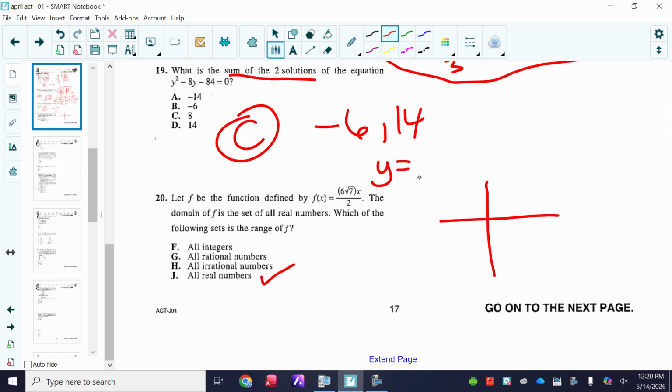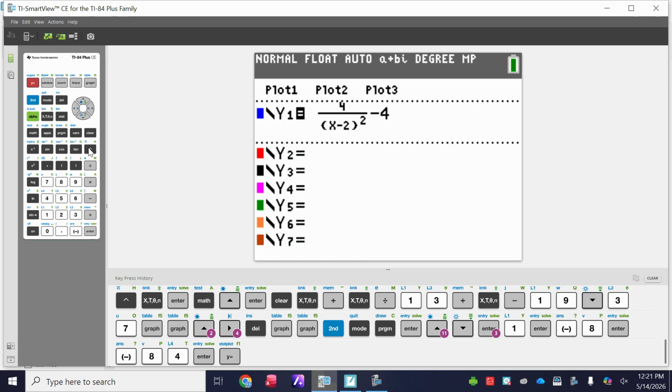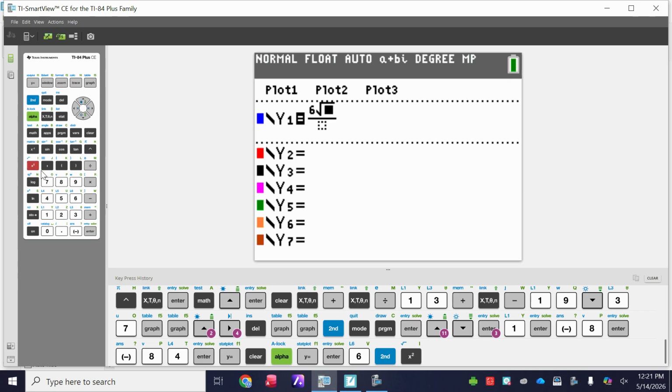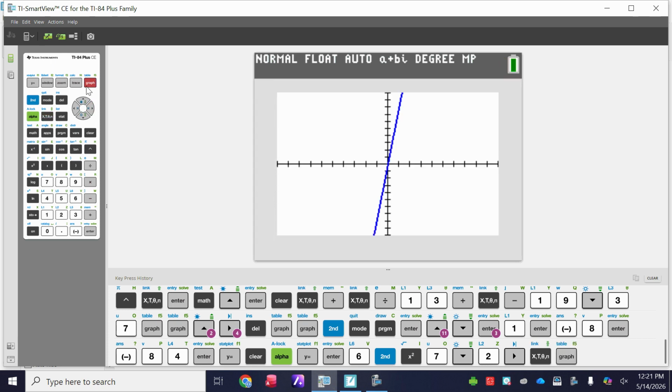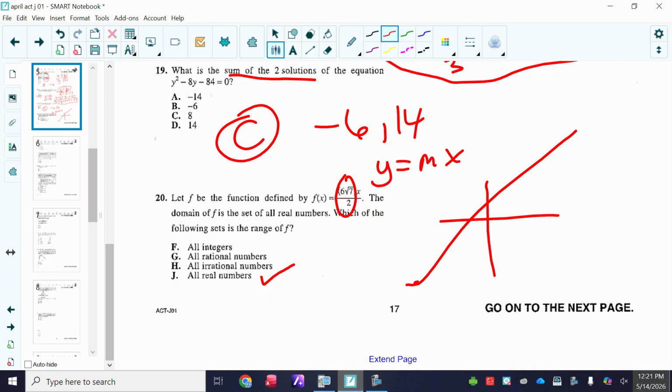This one's all real numbers. It's y equals some number x. So that's going to look like that eventually. You could have put it into your graphing calculator and seen it. What was it? It was y equals 6 root 7 over 2x. And that's going to give you that for the picture. Clearly it's going everywhere up and everywhere down. So the range is going to be all real numbers for that one.